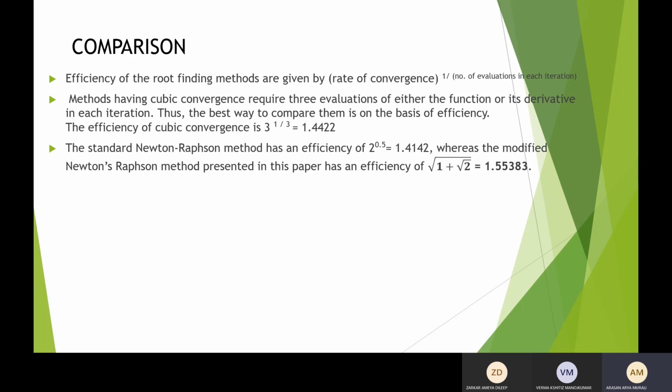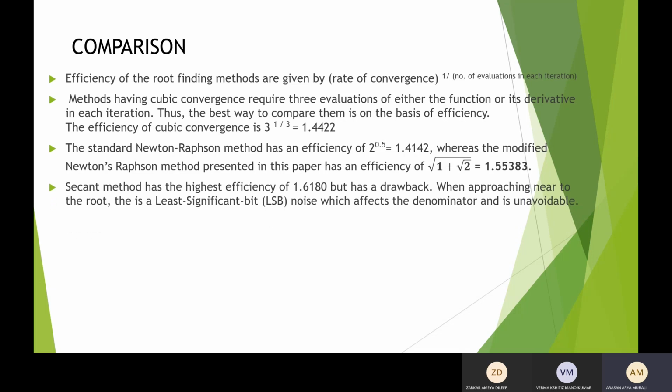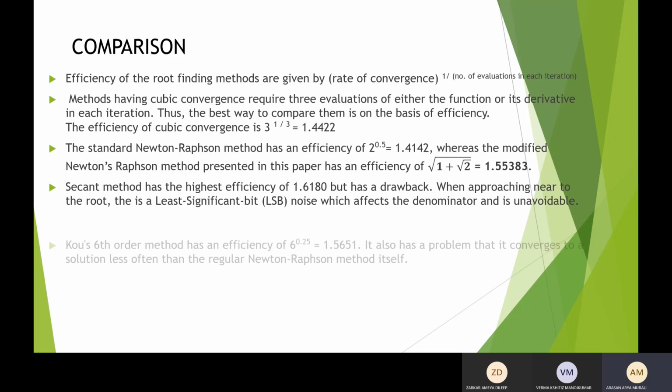The standard Newton-Raphson method has an efficiency of 2 raised to 0.5, which is approximately equal to 1.4142, whereas the modified Newton-Raphson method presented in this paper has an efficiency of about 1.55. The secant method has the highest efficiency of 1.61, but has a drawback. When approaching near the root, there is a least significant bit noise which affects the denominator and is unavoidable. The LSB states whether the binary integer is odd or even, and fluctuation in its values causes errors in computation.